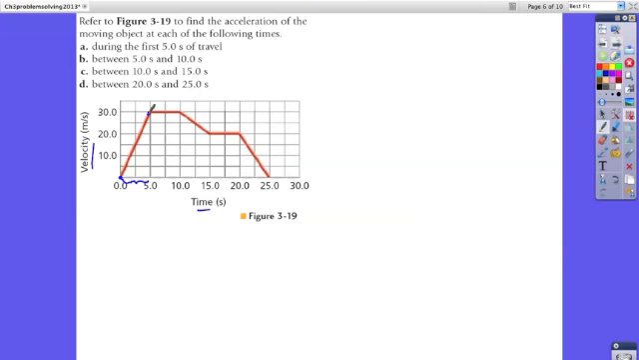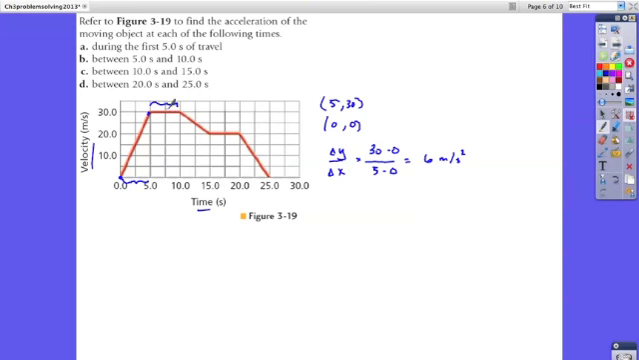So if I look at these 2 points, my last point is (5, 30), and my initial point was (0, 0). So if I find the slope, change in y over change in x, it's going to be 30 minus 0 over 5 minus 0, equals 6 meters per second squared. 30 divided by 5.